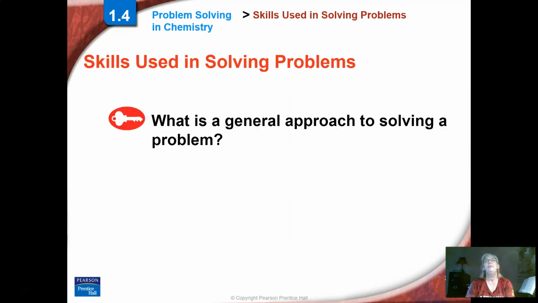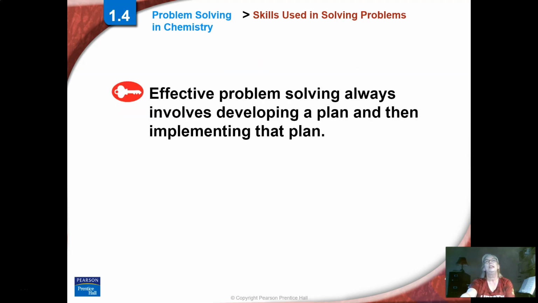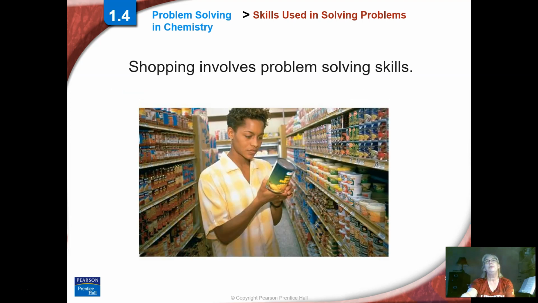So here's a general approach to solving problems that we'll use in this class, and so you'll see this in the workbook and in the book that we use occasionally. So you'll see that they do it this way in the book. So we're going to develop a plan, and we're always going to use that plan. So you'll see this a lot in the problem solving in the workbook. So we're going to use some skills.